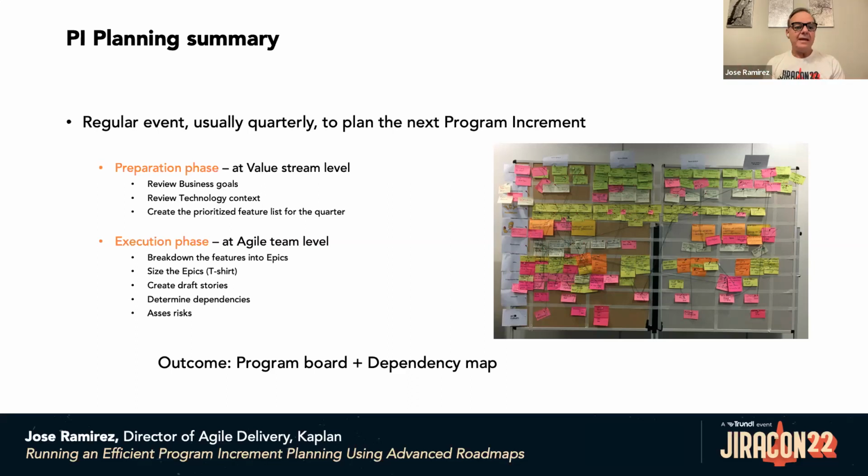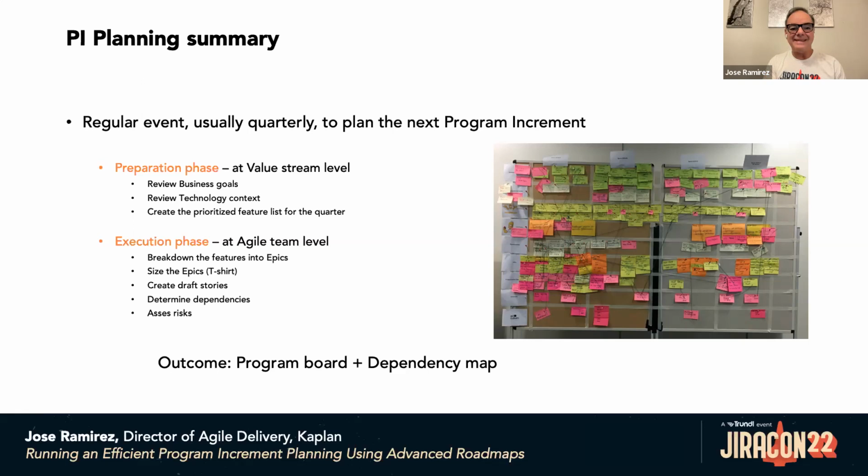So during the execution phase, at the Agile team level, POs with the Scrum Master and the rest of the teams break down the features into epics, size the epics, create draft stories, and determine the dependencies. This is really, really important because it's part of the view or the visualization that we want to provide with the program board, and also assess and determine the risk. The primary outcome of the PI planning is the program board and the dependency map.